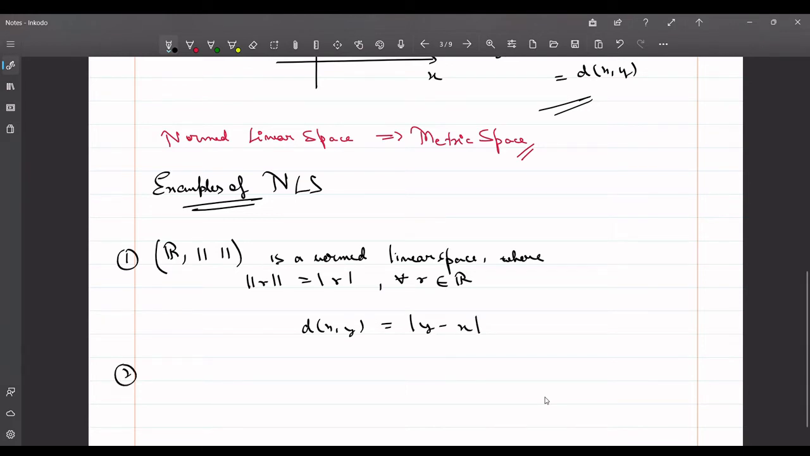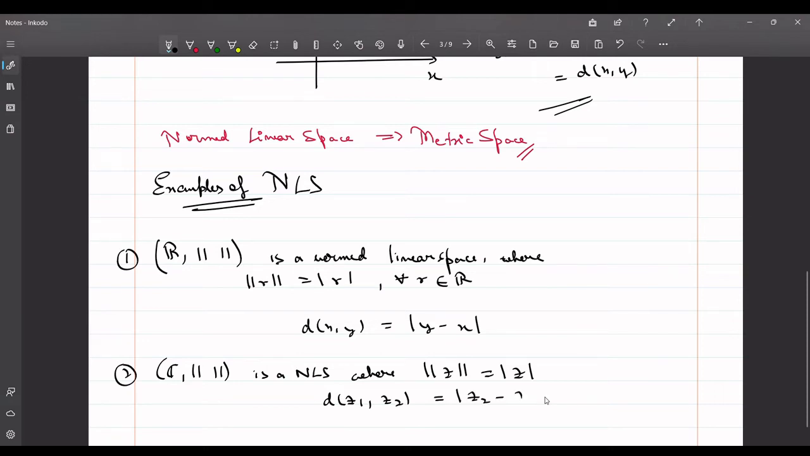Similarly, the same thing we can do with complex numbers as well. It is a normed linear space where the norm of any complex number is given as its modulus, and so the distance between any two such complex numbers can be taken as the mod of z2 minus z1. Clear? These two examples are pretty concrete.